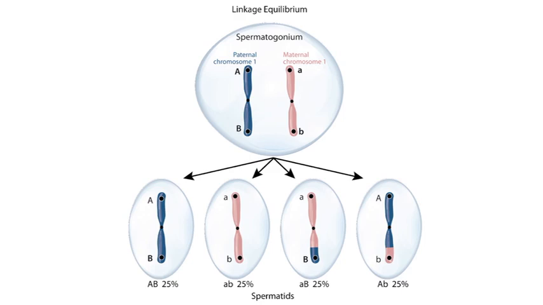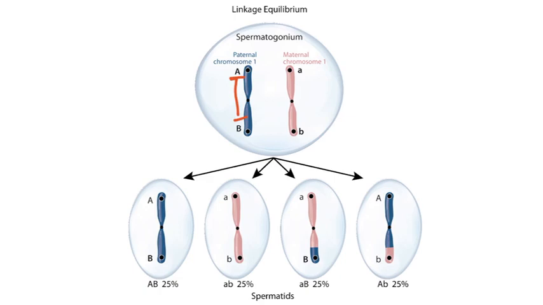It's important to know that when 2 alleles on the same chromosome are far apart from one another, which is the case in this image, they behave as if they were on separate chromosomes. So notice the distance between big A, big B. The 2 genes are very far apart. This means recombination is very likely to occur.